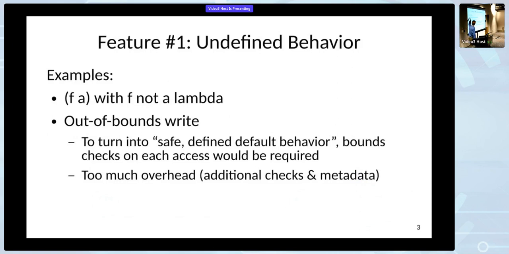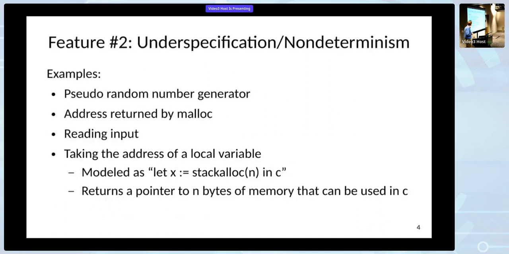The classic thing for undefined behavior is that you have an f of a where f is not a lambda, or in more lower level languages, very useful is out of bounds writes that you don't want to put safeguards around that are too expensive. And for underspecification, at the very end, the machine on which you're running your code always does one thing. So in reality, there is no non-determinism, but non-determinism is just a really useful specification device.